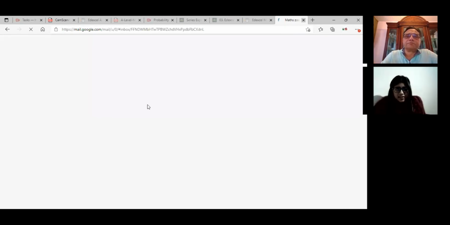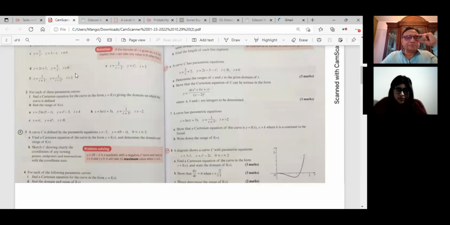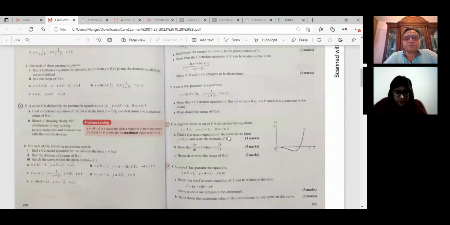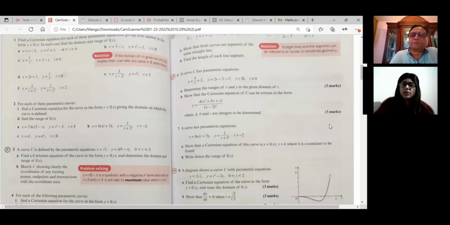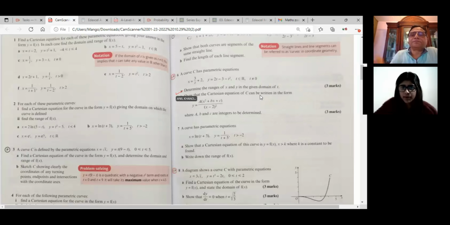Let's get this up. So I think we ended on trying a couple of questions from part one. Yes. So could we try one of these circled ones here, where t belongs to real numbers and t is not equal to 0? Right. So part A, determine the ranges of x and y in the given domain of t. Let's try to do this. Can you reduce the screen so that I get some space to work?